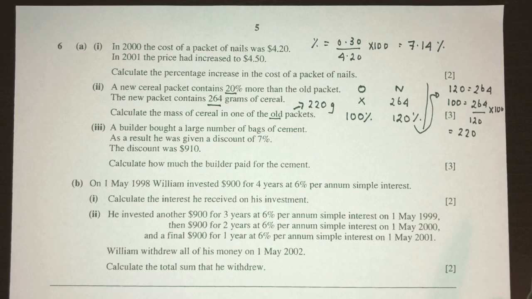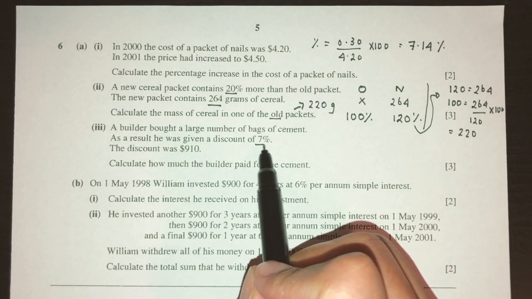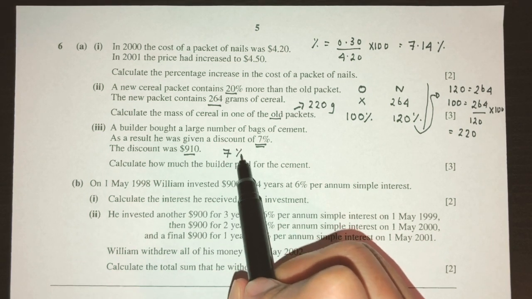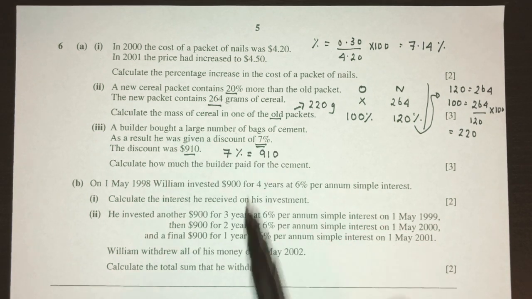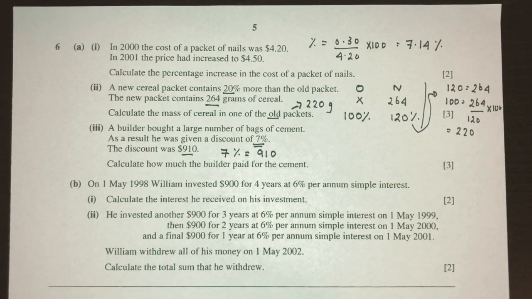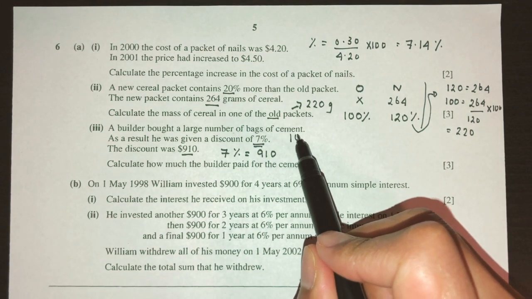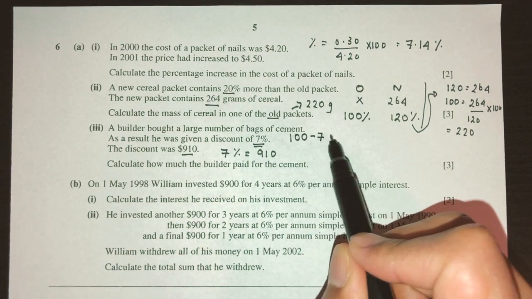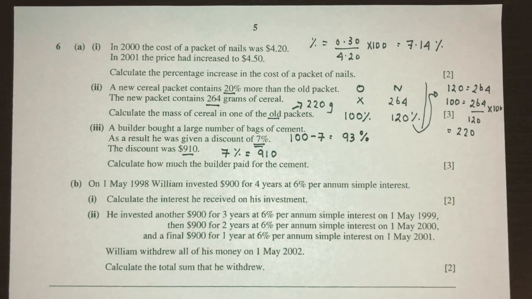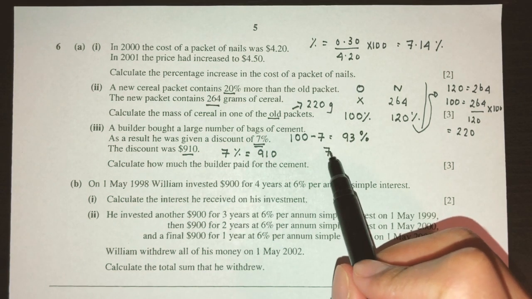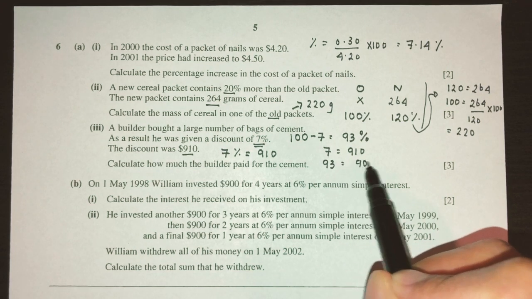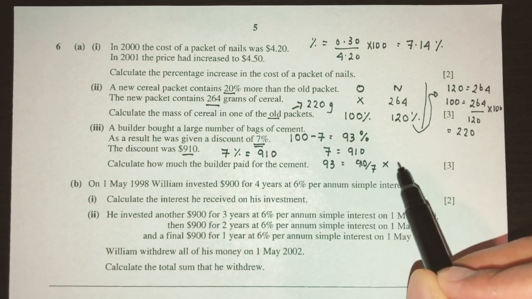Now for part 3, a builder bought a large number of bags of cement. As a result, he was given a discount of 7%. The discount was this much. So you realize 7% was equal to 910. Now, how much did the builder pay for the cement? So as you can understand, the initial price was 100%. If you minus 7%, it will be 93%. So he paid 93% of the price, right? So you know that 7 is equal to 910. 93 will be 910 divided by 7 times 93.